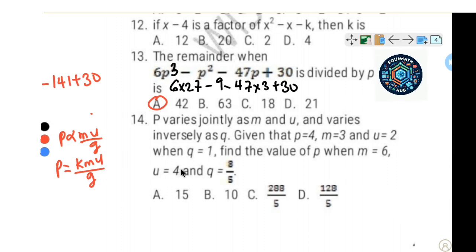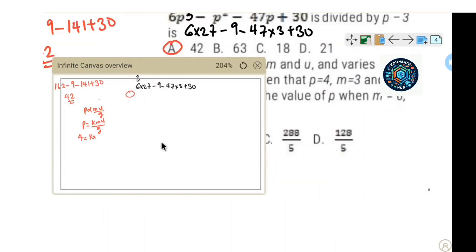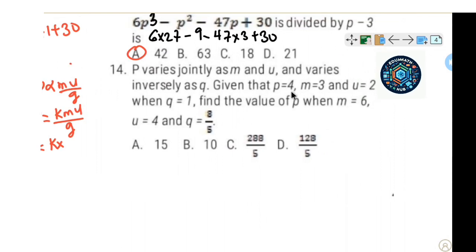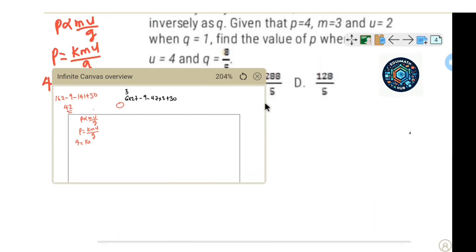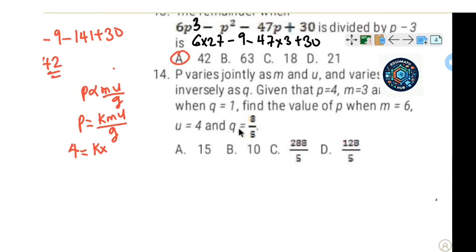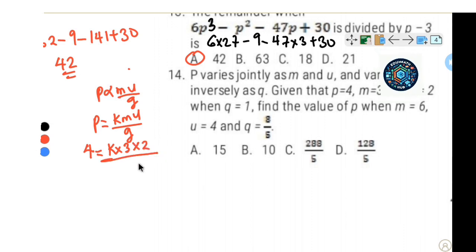Then let's slot in the initial values. You can see from here, p is 4, m is 3, and q is 1. So p is 4, putting 4 here, k times your m is 3. So we are told that m is 3. You can see it from this part. So since m is 3, come to your function, write in 3 there. 3 times u is 2, q is 1. So if you do this, you get 4 equals k times 3 times 2 is 6.